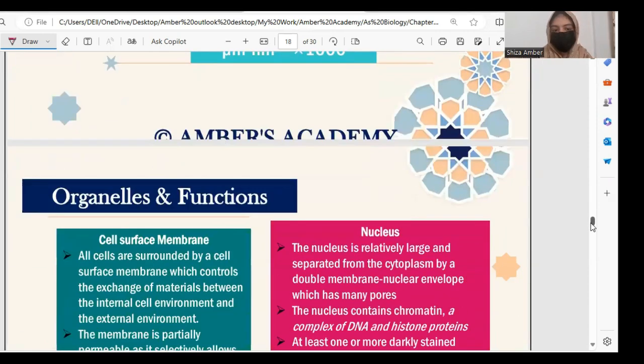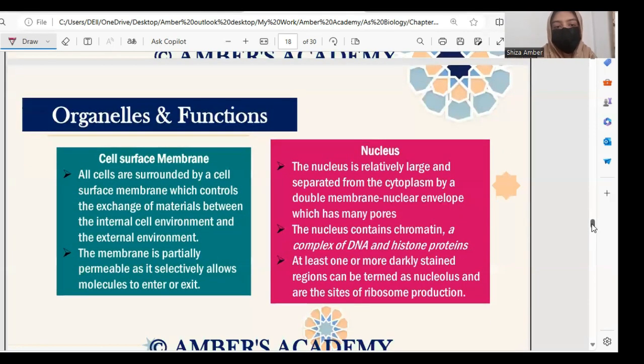Perfect. Now coming towards organelles and functions. We already mentioned yesterday that we are not going to write cell membrane anymore in A levels. For the upcoming years of your life, you need to mention that cell membrane is cell surface membrane or plasma membrane. You're not going to write cell membrane. You'll get a 0 if you write cell membrane. Okay, so cell surface membrane, let's talk about it.